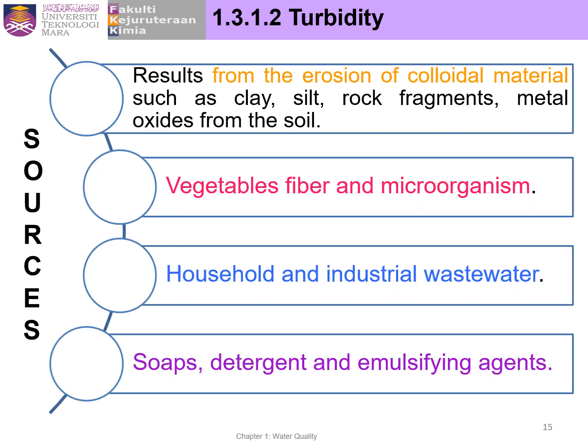What are the sources of turbidity? Maybe it results from the erosion of colloidal material. It can come from vegetable fiber or microorganisms, or it can also be from household and industrial wastewater, maybe from soap, detergents, and also emulsifying agents. So these are the sources. In the exam you can give 2 or 3 examples. You may pick one of these to give as an example of sources.